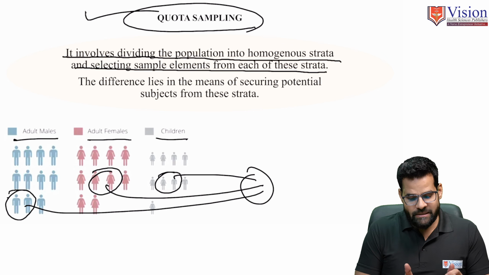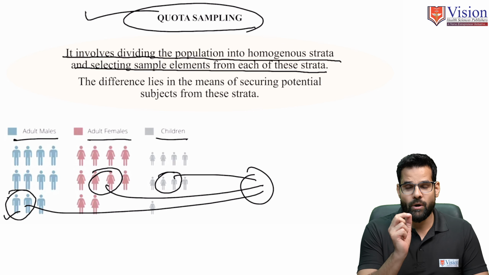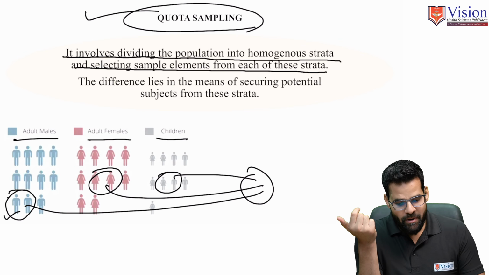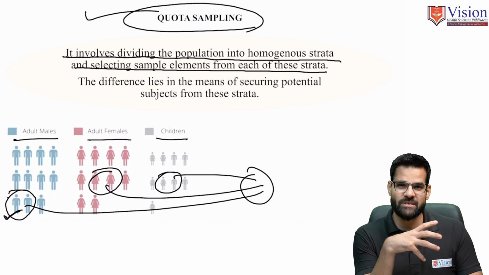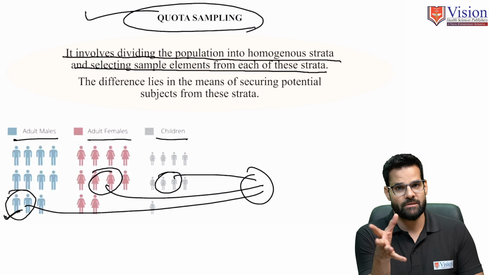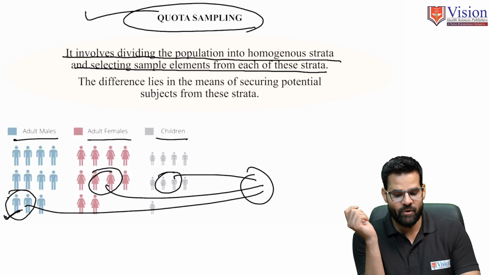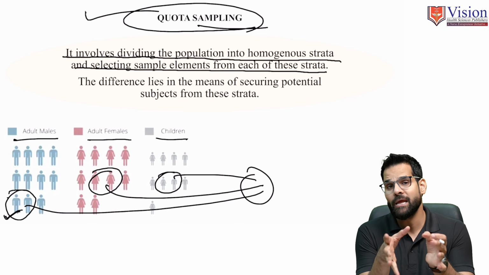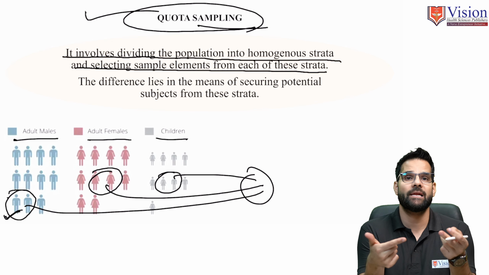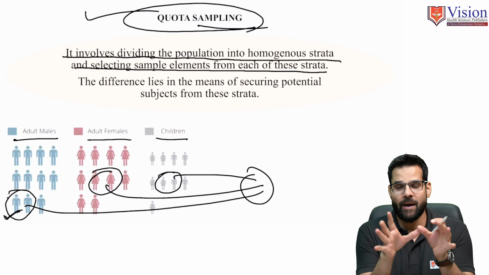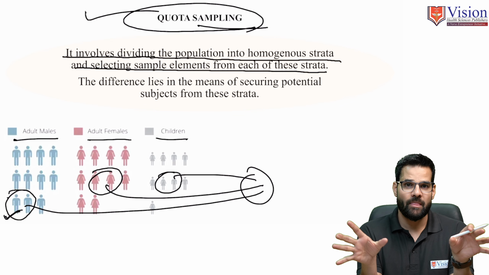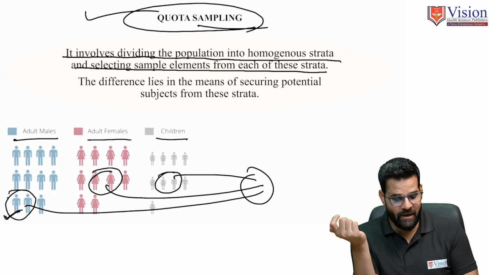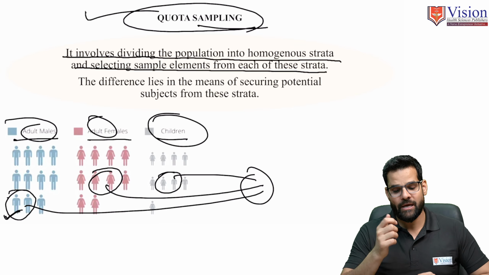If I select 2 from here on a random basis, then it is known as stratified random sampling. But if I take these 2 people based on my convenience, my purpose, my judgment, then we call it quota sampling. So the difference between quota and stratified lies only in how you select your sample from the strata. Up to the strata, both sampling methods are the same. The difference is how you select the sample from the given strata. That we call quota sampling.